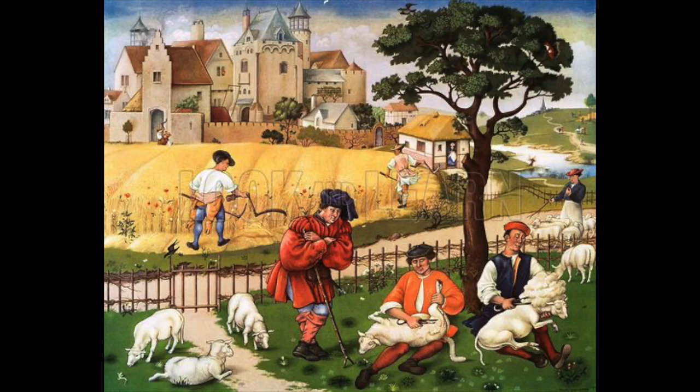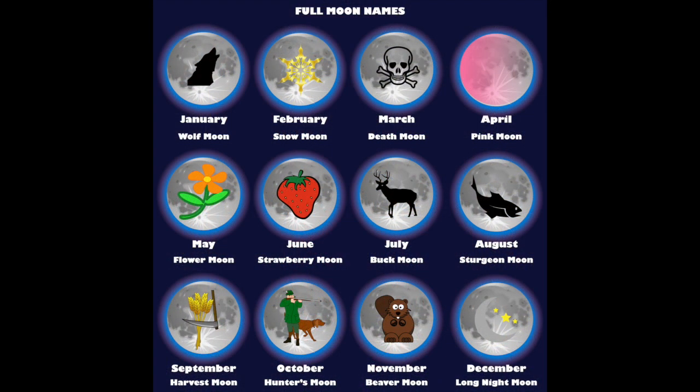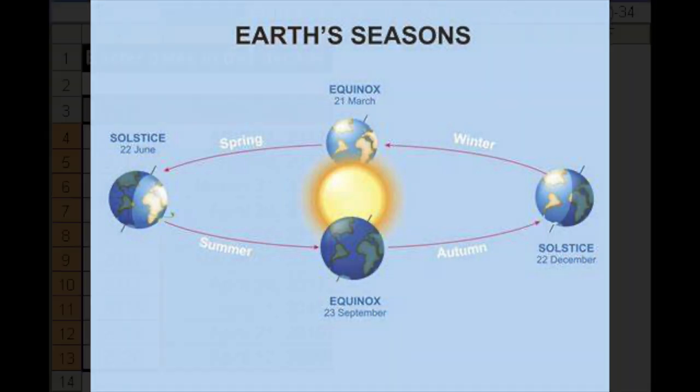But you did pay attention to the sun and to the moon, and you even gave the full moon special names. Like the January full moon was the wolf moon. The October full moon was the hunter's moon. And you really paid attention to the longest and shortest days of the year, the solstices, or when there was equal daylight and nighttime, the equinoxes.